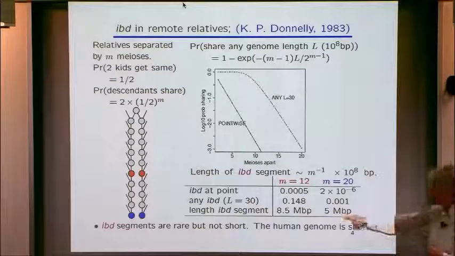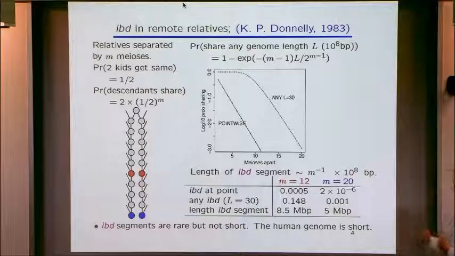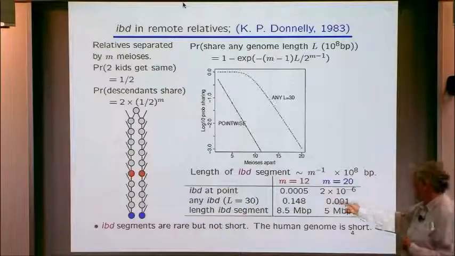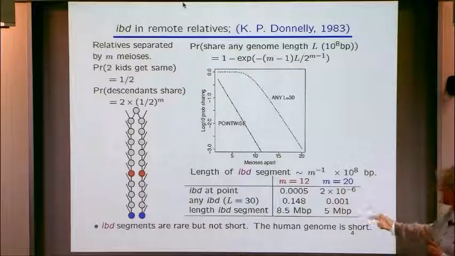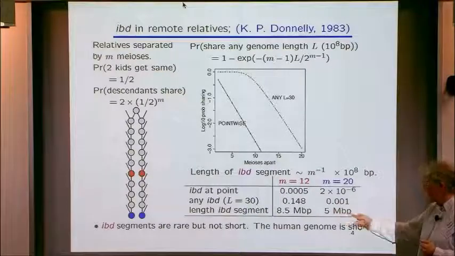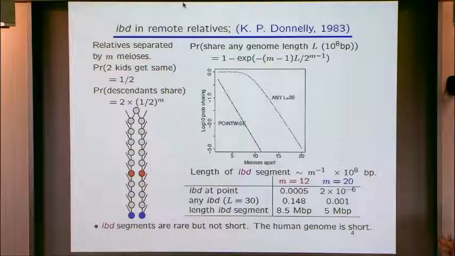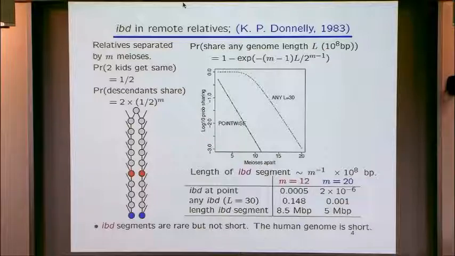So I think that this really speaks against this idea of detecting relatedness in remote relatives. You're not detecting relatedness if you're talking about this sort of level, because most of the people who are related at that level won't share any of their autosomal genome identical by descent. But a few pairs will, and again, if they are, you're talking about lengths of the order of millions of base pairs. So these segments of identity by descent are rare but not short, as Kevin put it just over 30 years ago. And it's the human genome.